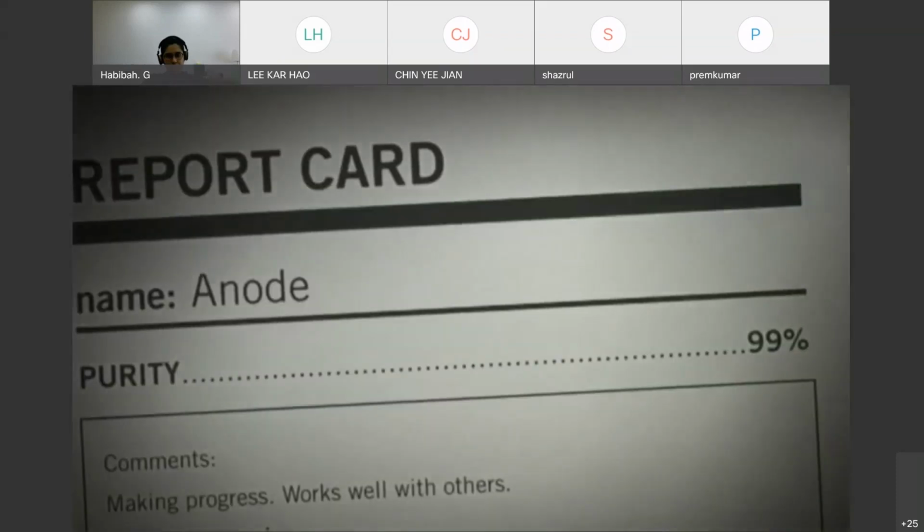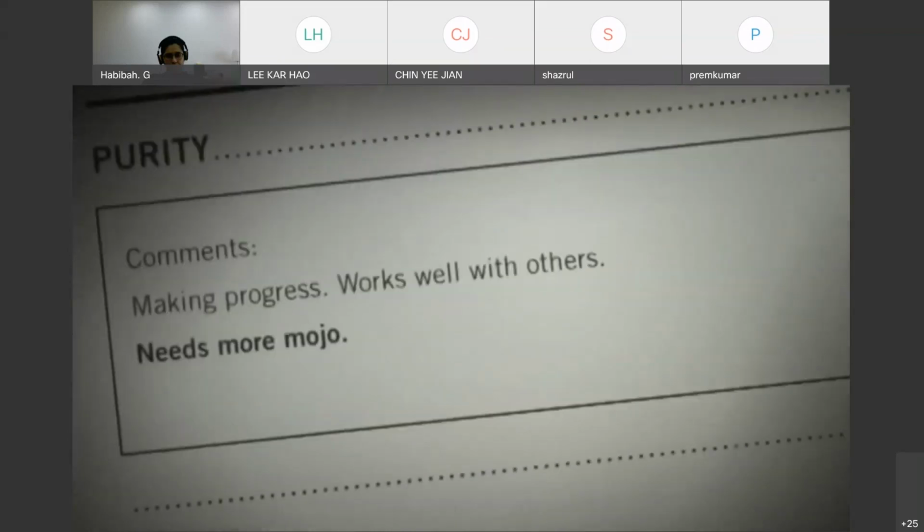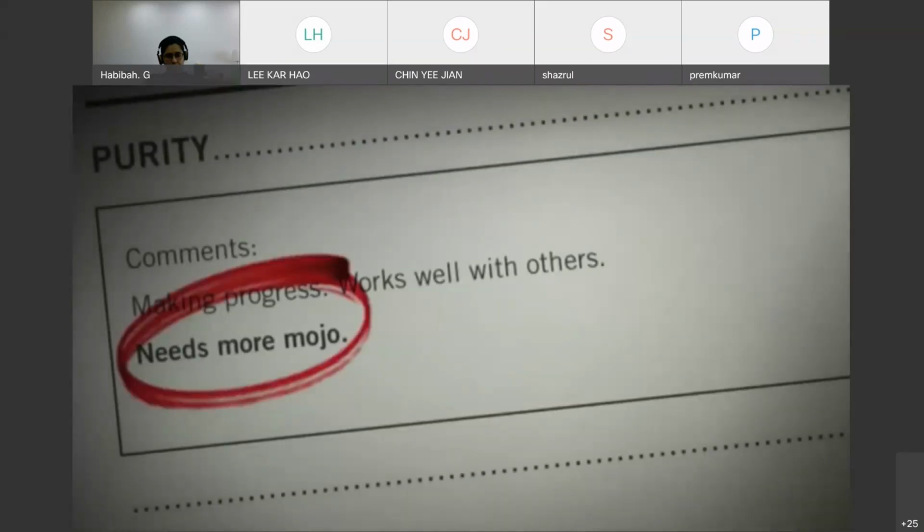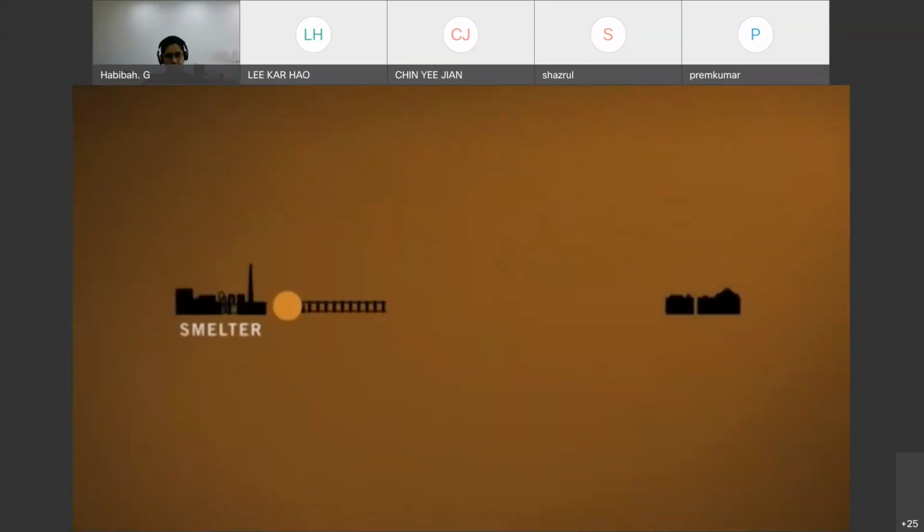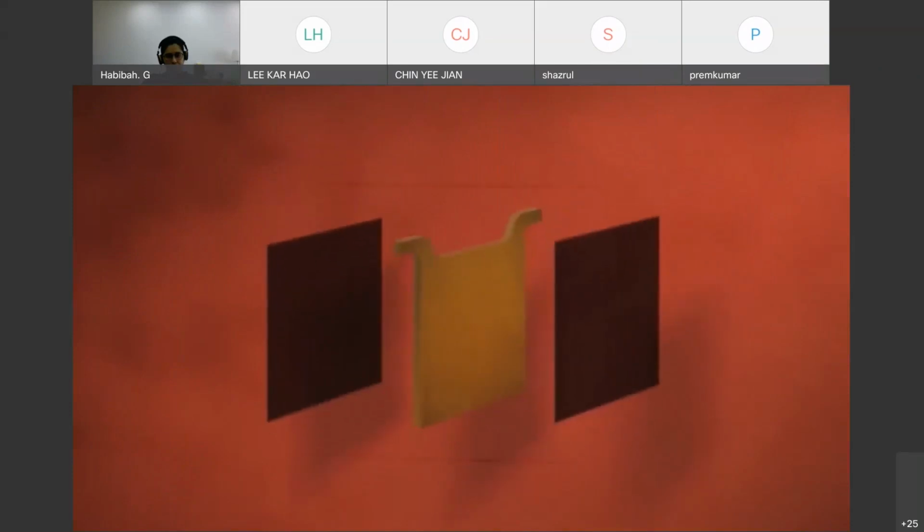99% pure copper is good, but getting to 99.99% takes a little extra molecular mojo. The anodes are shipped to a final tank house facility, where they're sandwiched between stainless steel plates and loaded into big square tanks that are designed to conduct electricity.